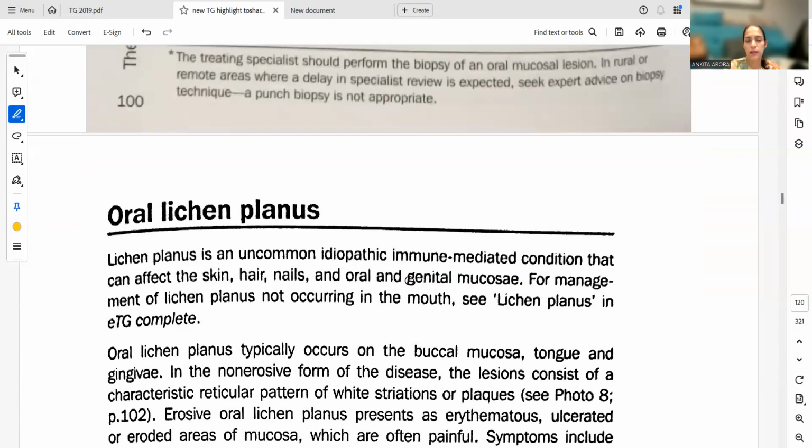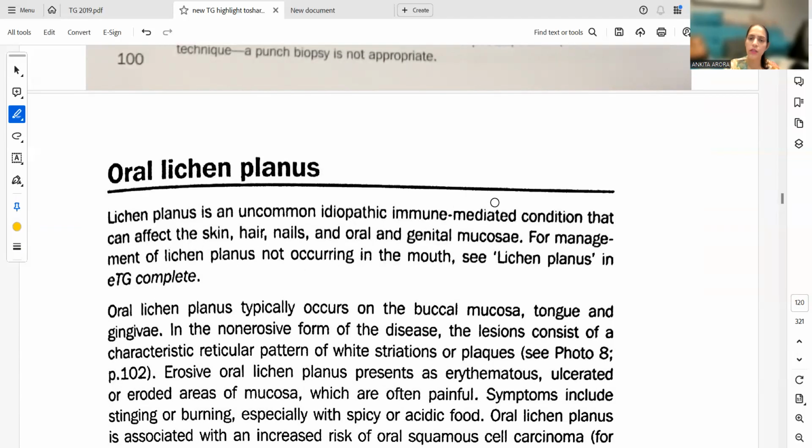And the next lesion is oral lichen planus. We would resume this in the next session, on oral lichen planus onwards.